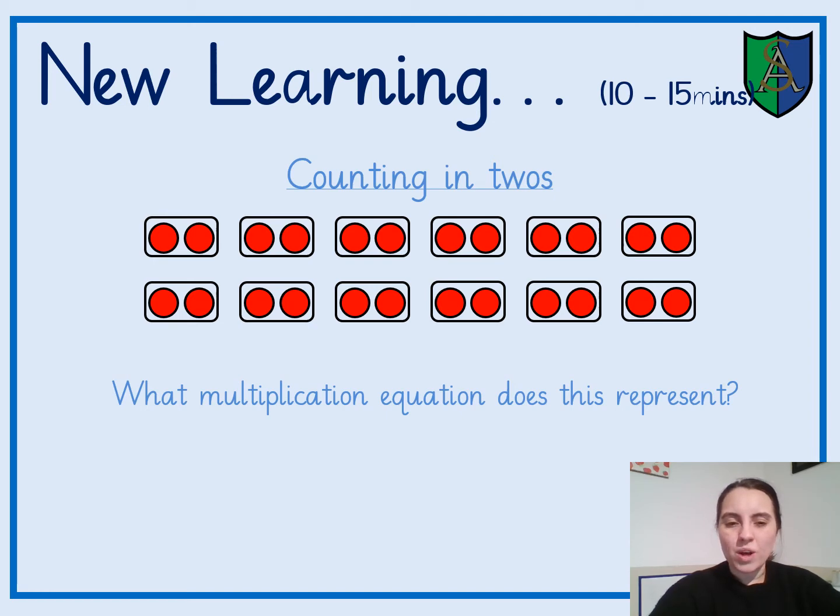Okay, I can see 1, 2, 3, 4, 5, 6, 7, 8, 9, 10, 11, 12 groups of 2. And I know that if I count in my 2s, I will be able to find the answer. So 12 times 2 is equal to 2, 4, 6, 8, 10, 12, 14, 16, 18, 20, 22, 24. So 12 times 2 equals 24. But we also know that 2 times 12 also equals 24.